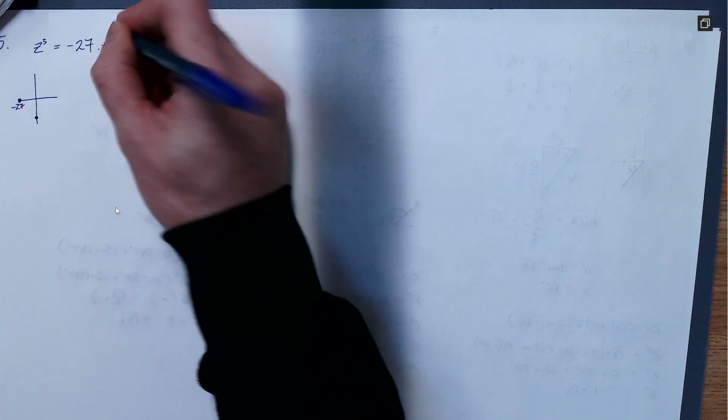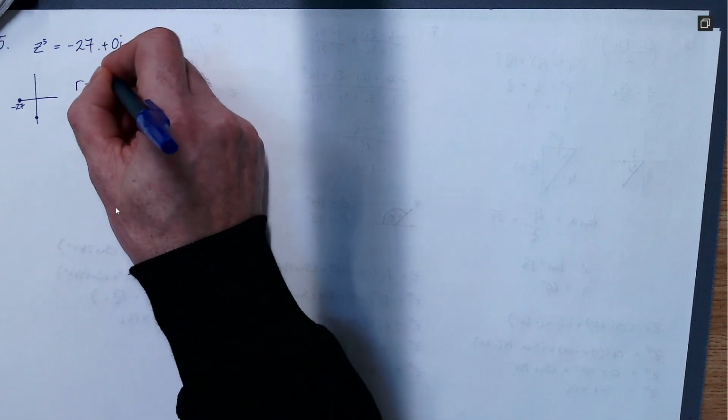So the equation is z cubed equals minus 27. Write it in general polar form. So our diagram: minus 27 is on the real axis. So it's a real number, minus 27 plus 0i. It has 0i, so it lies on the real axis. Okay, now minus 27.